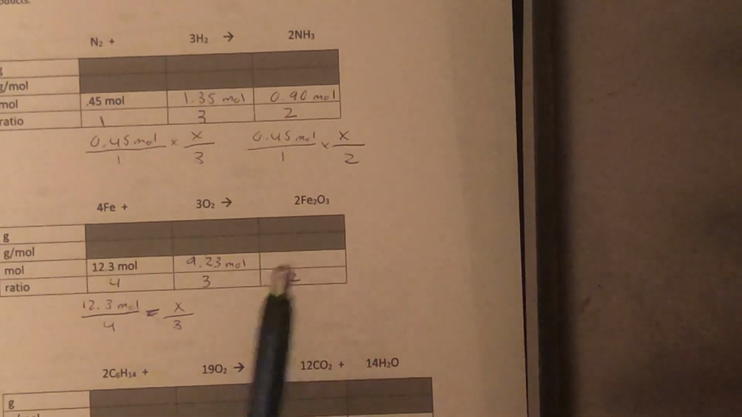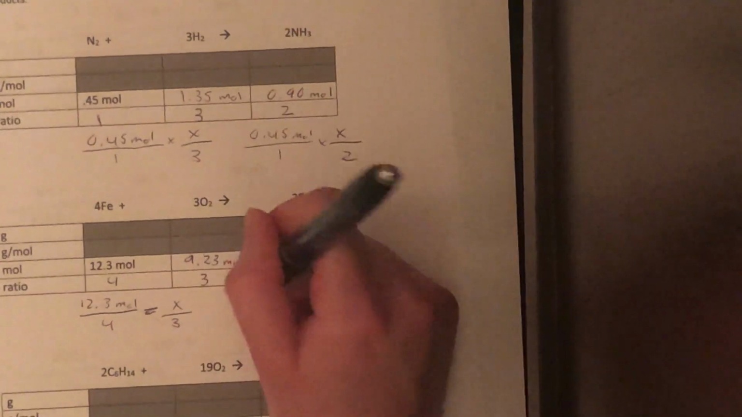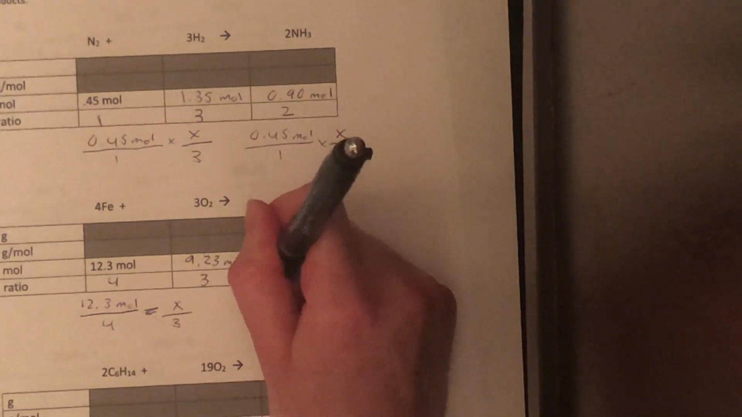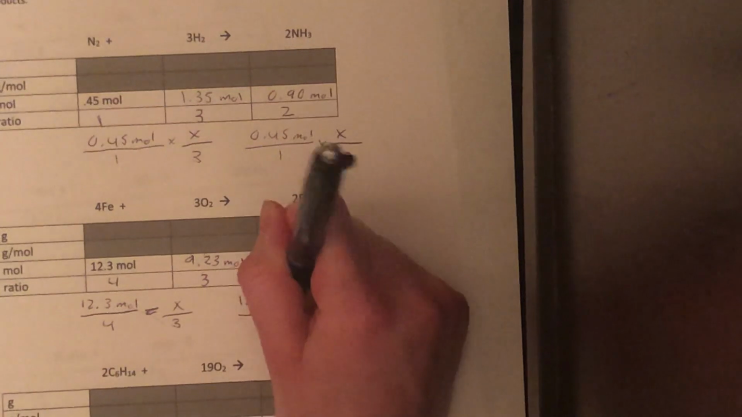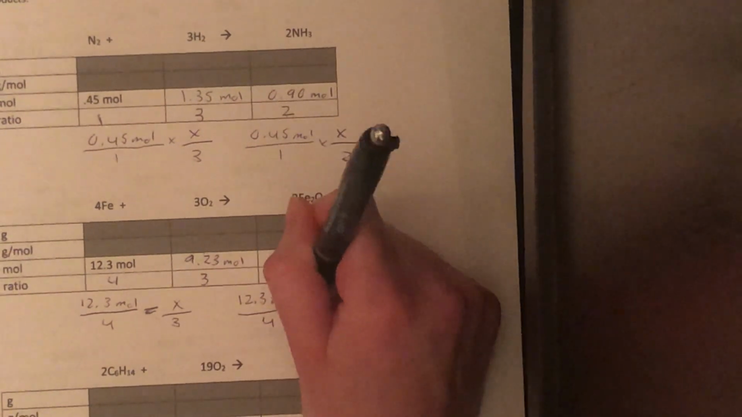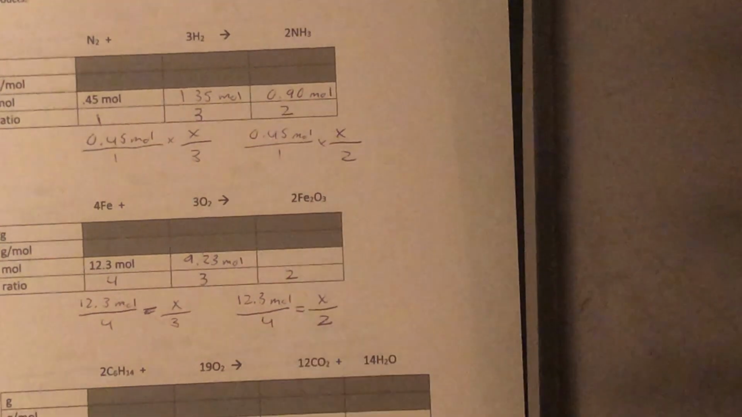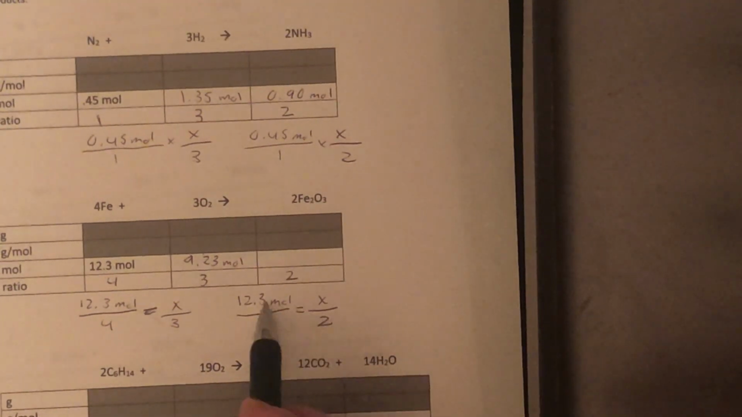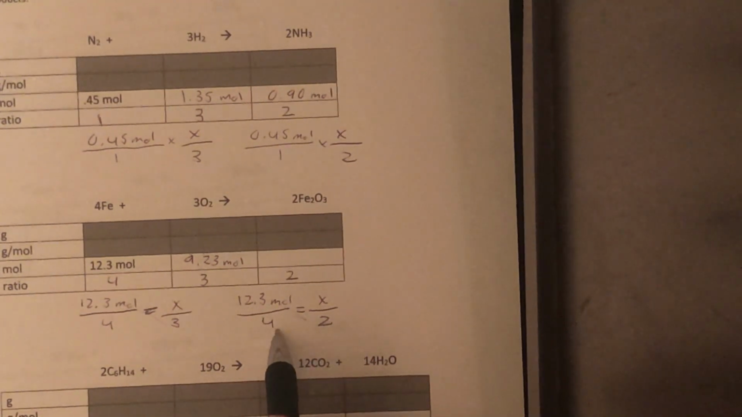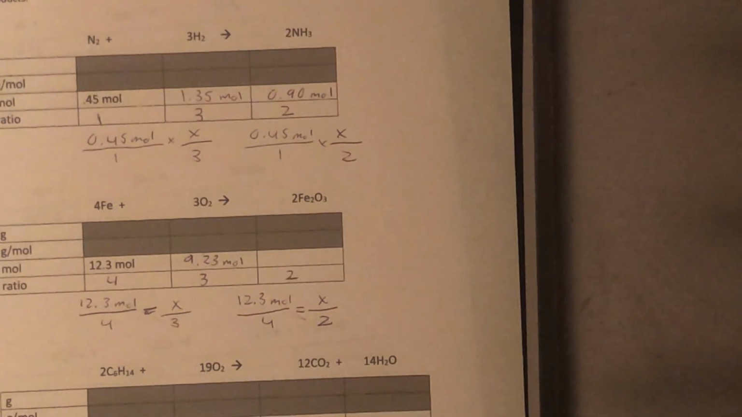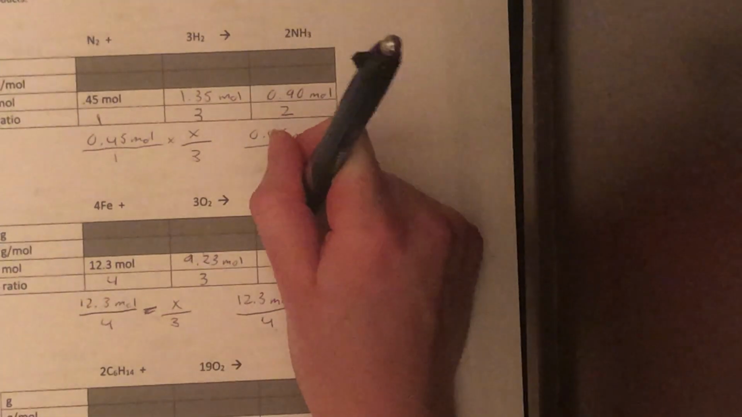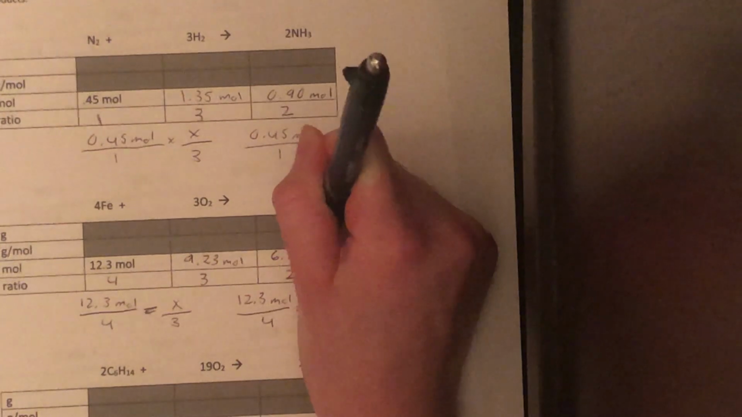Then same thing for our product. We're going to set up that same proportion, 12.3 moles for 4 equals x for 2. When we multiply our 2 times our 12.3, divide by 4, and we get 6.15 moles.